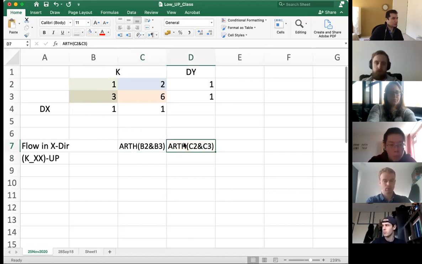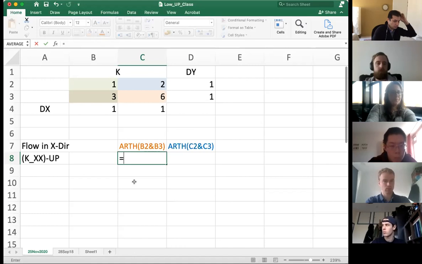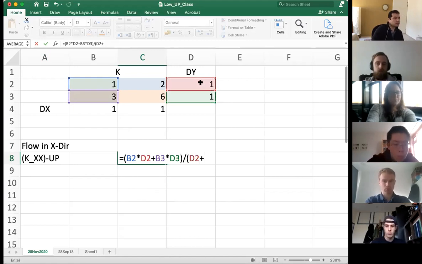I'm going to color them somehow so that you notice, one of them blue and another in a different color. So arithmetic between B2 and B3 is equal to parenthesis, B2 times its delta y, plus B3 times its delta y, divided by the summation of the delta y's. It is k1 x1 plus k2 x2 divided by total x. It's an arithmetic average, weighted by their depth.